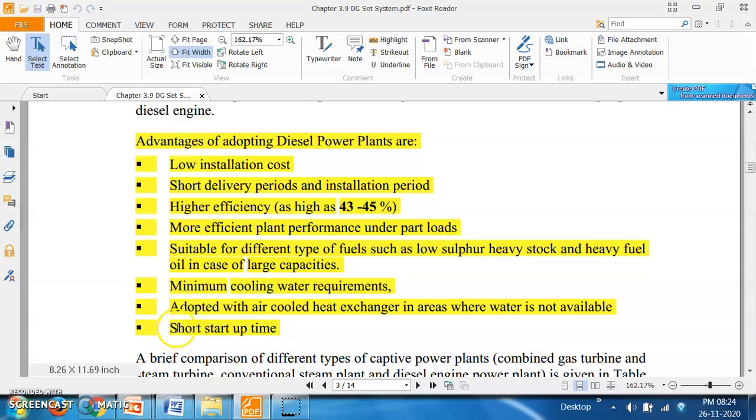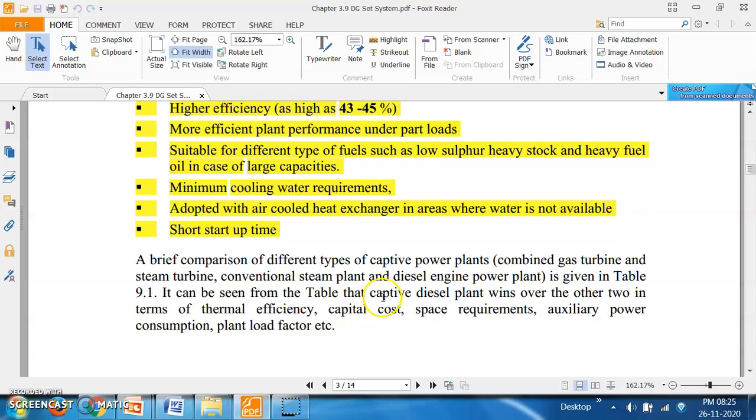And short startup time. Whenever your power requirement comes, you can immediately start the diesel generator set, maybe within 5 minutes or less. Whereas if you want to start a thermal power plant from cold, a huge plant may take a week, and smaller plants may take a few days, right? So in such a case, the diesel plant gives a short startup time.